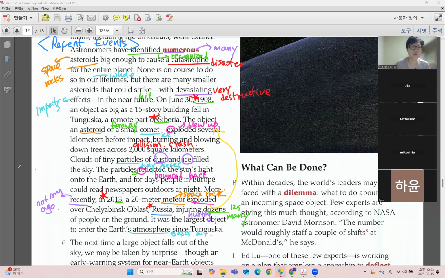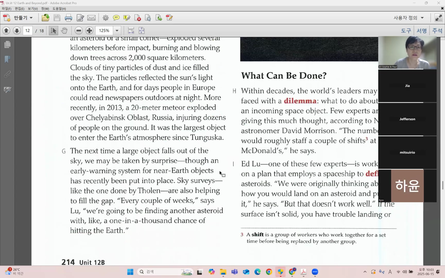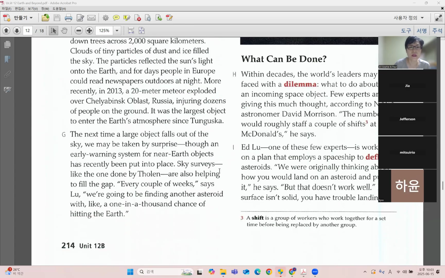And we are going to do one more paragraph, and then let's stop here. The next time a large object falls out of the sky. What is a large object? It could be a comet. It could be a meteor. Okay? And here, we may be taken by surprise, though an early warning system for near-Earth objects has recently been put into place.